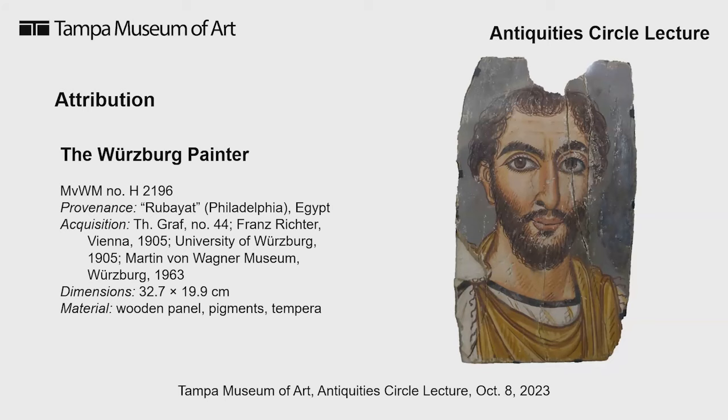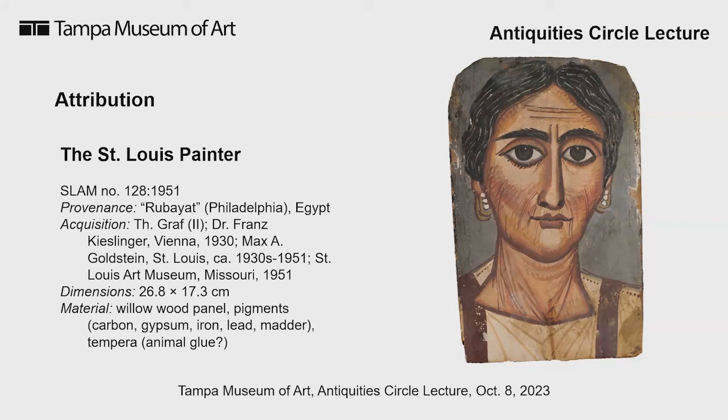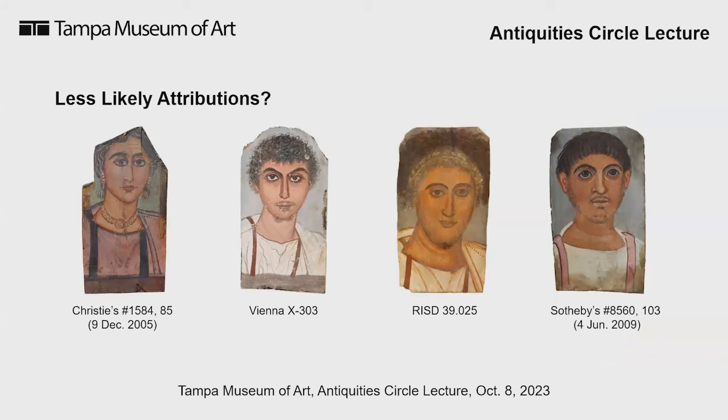The Würzburg painter, also from Theodore Graf, also from quote-unquote Rubaiyat, has not been examined scientifically, so we don't know the wood type or what kind of pigments exactly were used. But you can see that the color scheme is quite similar. There were pieces where I was wondering, are these by the same artist? I was skeptical about the piece that was at Christie's. I think the face was restored, so that makes it difficult to identify.